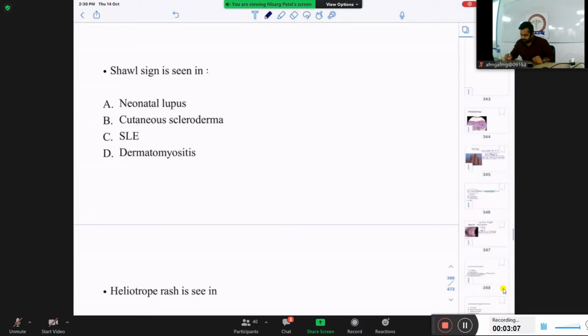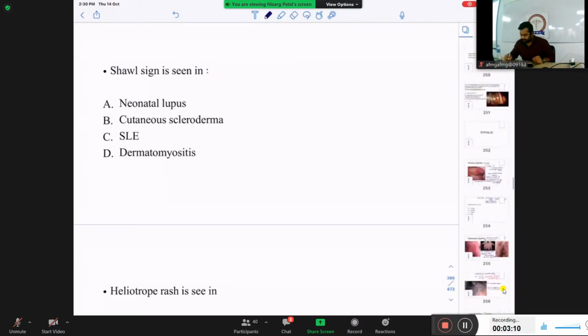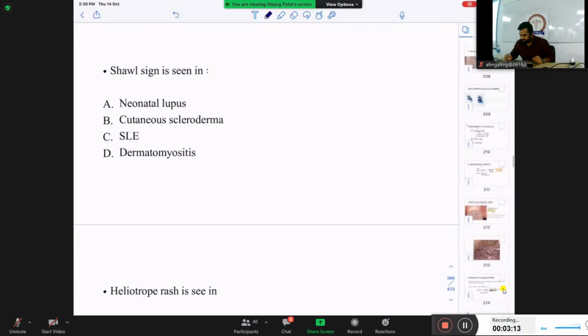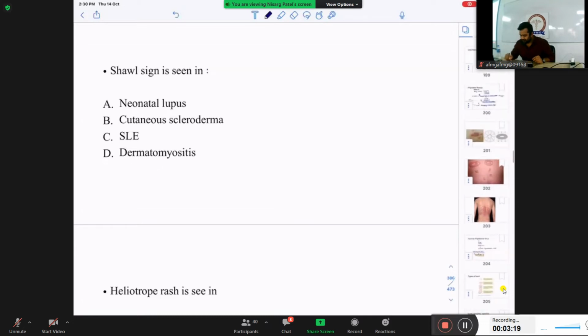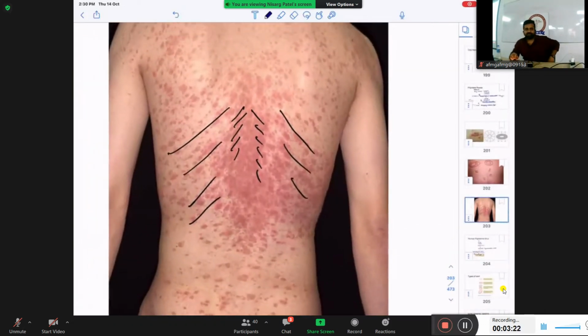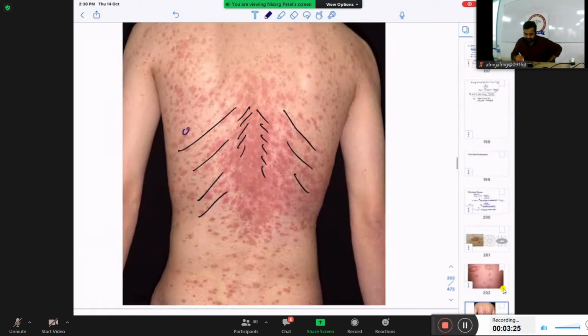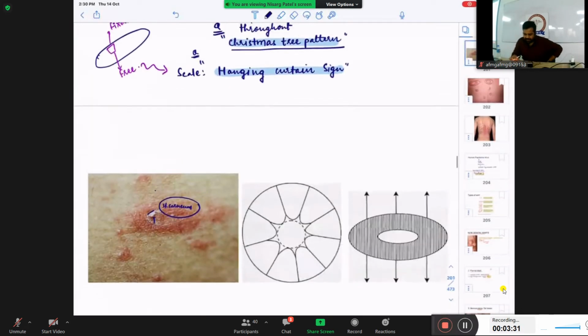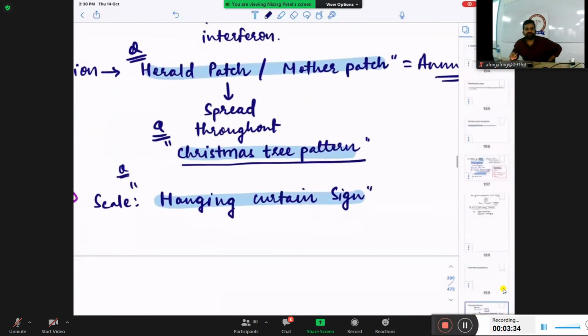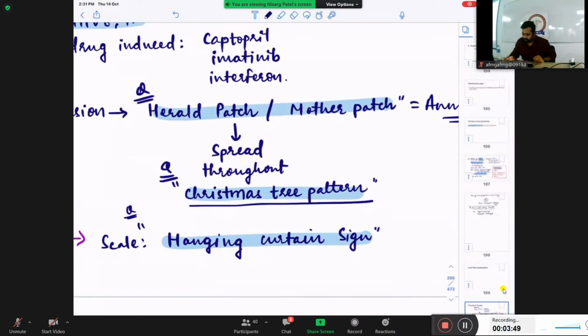Which pattern will you see? Herald patch and mother patch? Christmas tree pattern. You will see that the lesion is spreading all over the body in the pattern of a Christmas tree. So as you can see, this was the finding, Christmas tree pattern. These are the red erythematous rash. And what was the scale giving me the sign? Hanging curtain sign. So pityriasis rosea is a red erythematous rash, right? Versicolor means hyper and hypopigmentation. Rosea means red color rash.